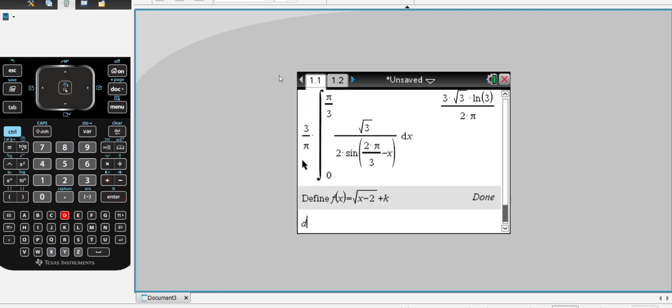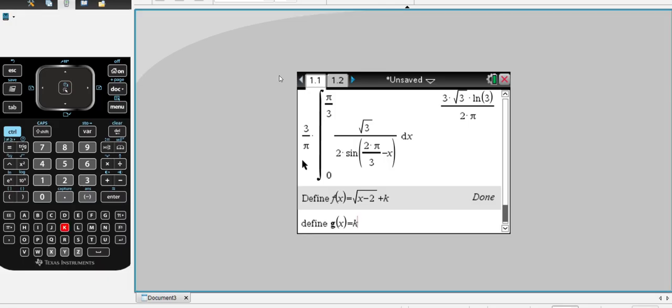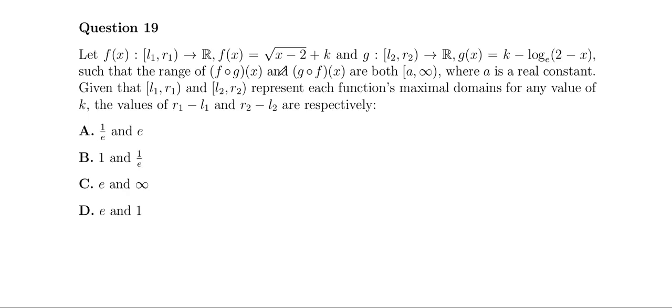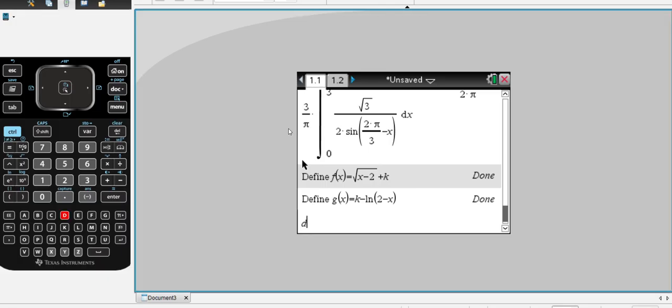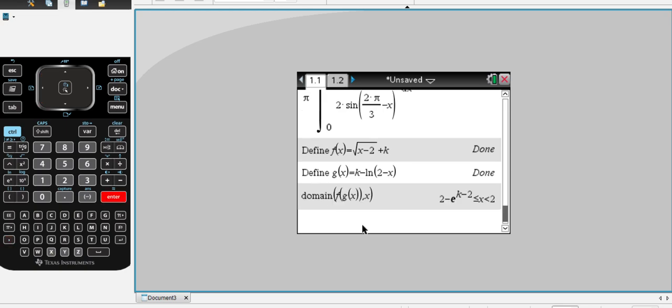Plus k, and then define g of x is equal to k minus ln 2 minus x. There we go. And then what we're going to do is find the range of f of g of x and g of f of x in terms of this number k. Okay, so f of g of x, the domain is, so we're just going to write domain f of g of x, and we get this.